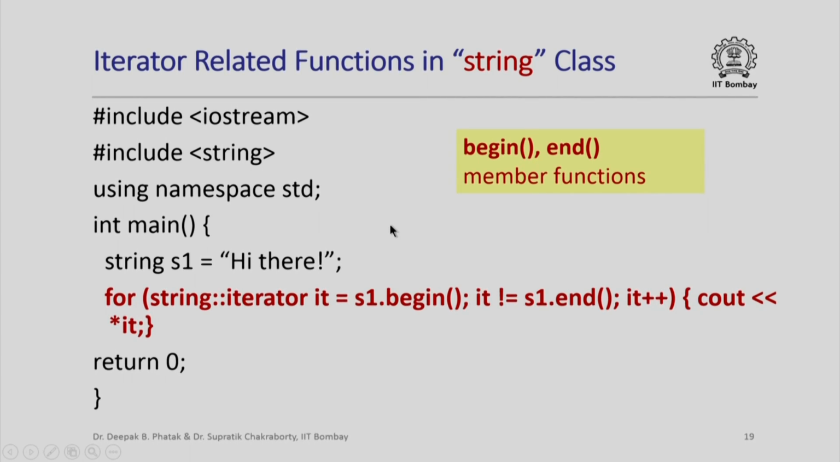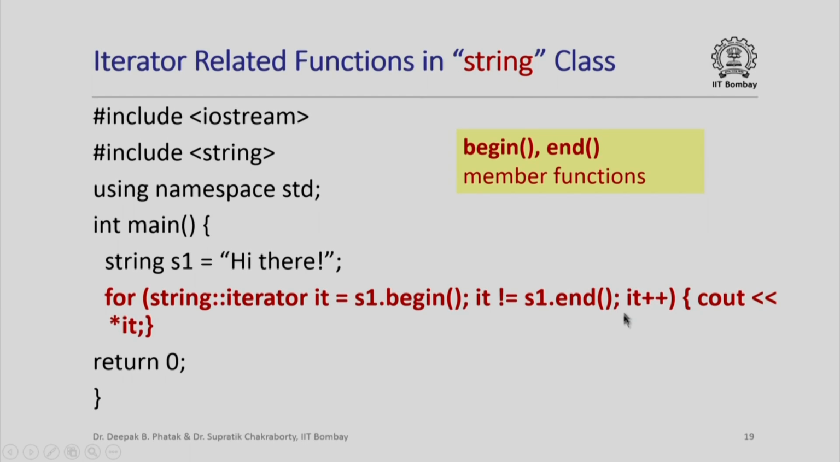For example, you have the begin and end member functions. In this program, I have declared an object S1 which is a string, and I have initialized it with the constant string "hi there!". Now in this for loop I have declared IT to be an iterator of the string class, and I have assigned it to S1.begin. This gives me an iterator which points to the starting character of the string.